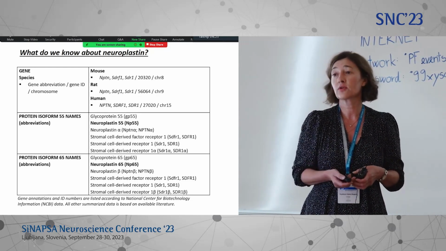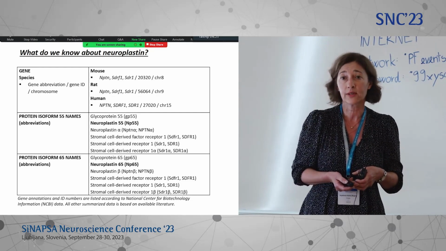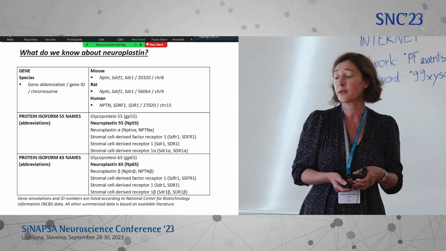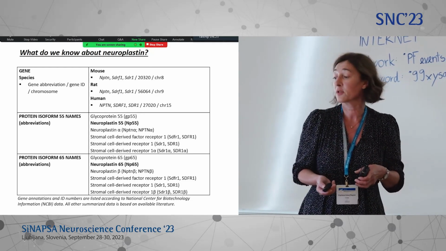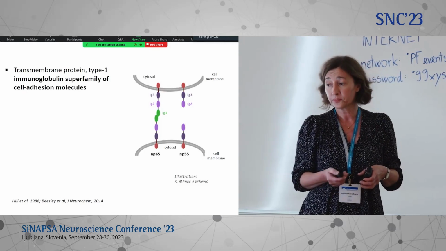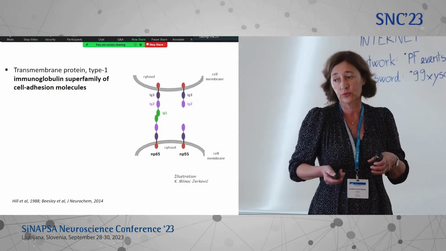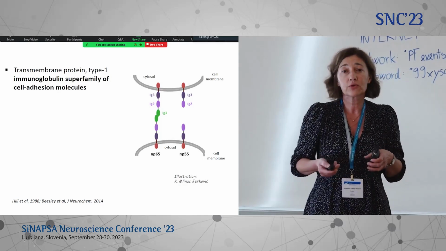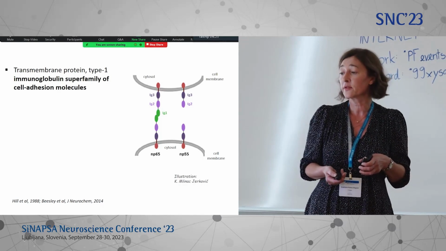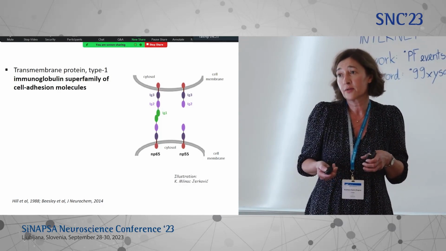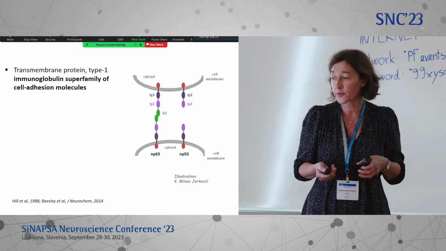You see also different names for those isoforms. The ones in bold letters are the ones we utilize the most. I will now tell you the main difference between those two isoforms. If we talk about neuroplastin, first we have to repeat that we are talking about a transmembrane protein which is highly glycosylated, and that it is a member of the immunoglobulin superfamily of cell adhesion molecules.